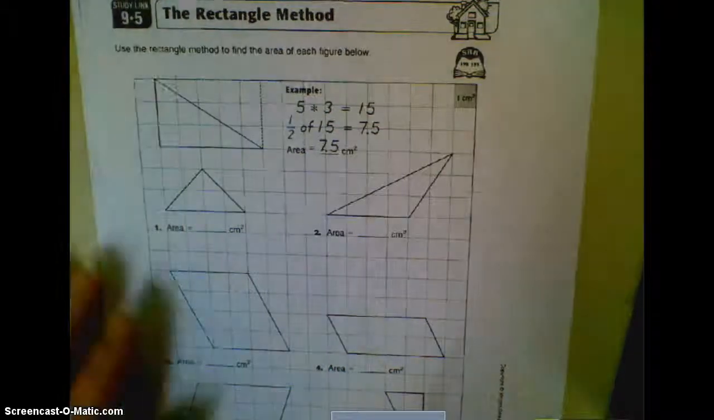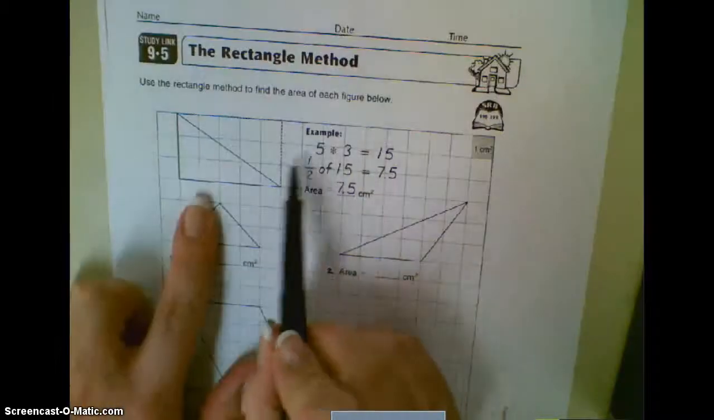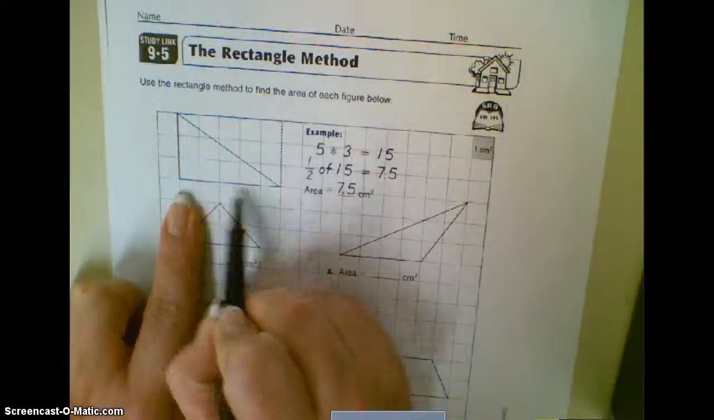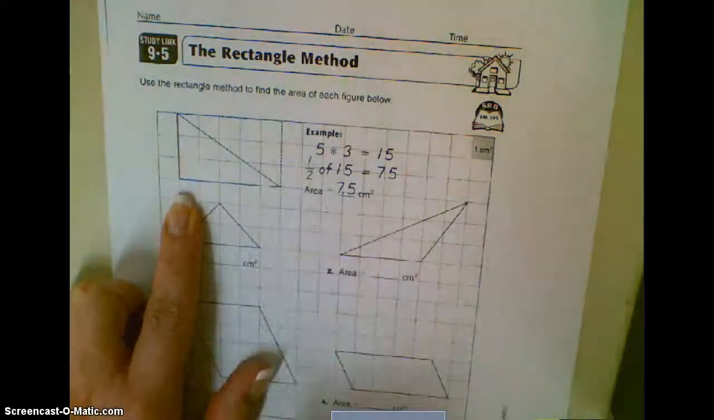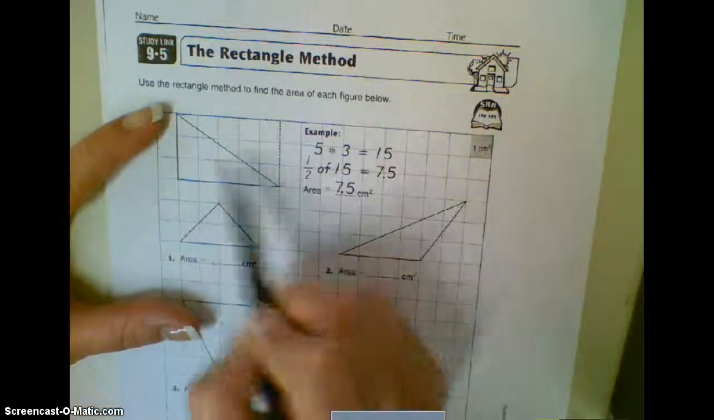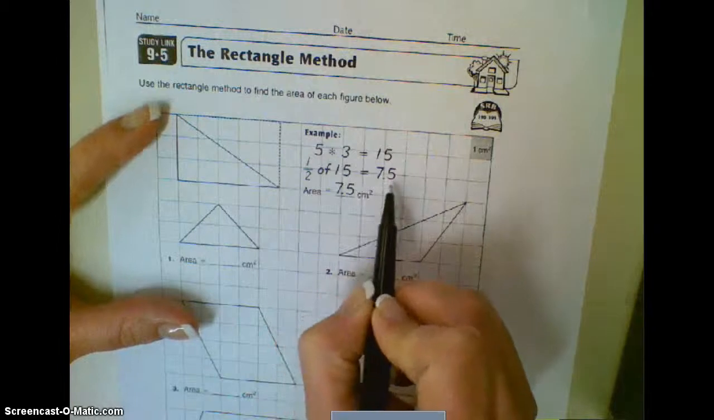Okay, fifth graders, the homework tonight is like we worked on in class. And you can see the area for the rectangle is 5 times 3. If we count across, we've got 5. If we count up, we get 3. 5 times 3 is 15. And a triangle is half of a rectangle, so we want half of it. Half of 15 is 7.5.